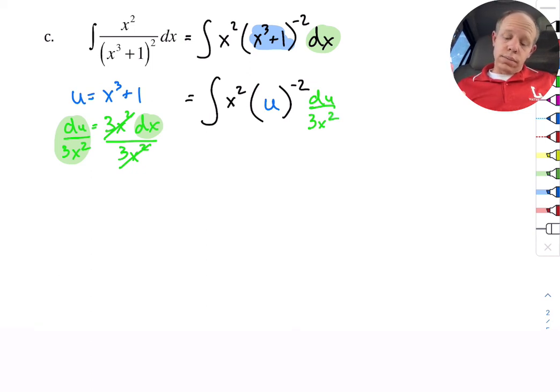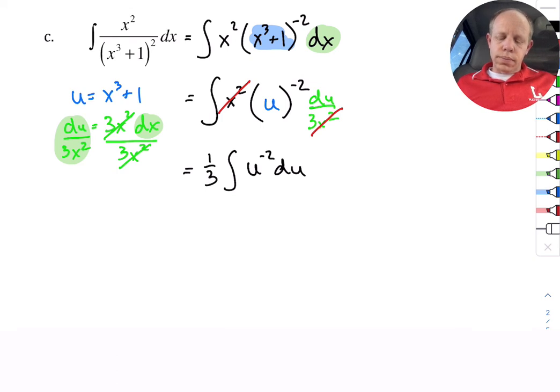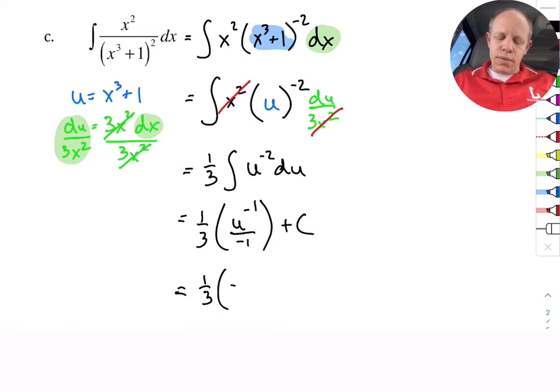Now we're going to go ahead and simplify this, and what you're going to see is the x squared and that x squared cancel, and we're left with du over 3. So when I look at this, I have a 1/3 times the antiderivative of u to the negative 2 du. Now we can go ahead and just find that antiderivative. So it'll be u to the negative 1st power over negative 1 plus c. And now we'll simplify. So this becomes times negative 1 over u, and then plus c.